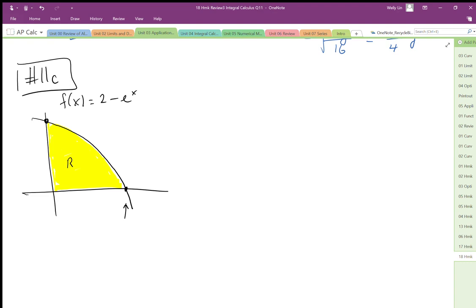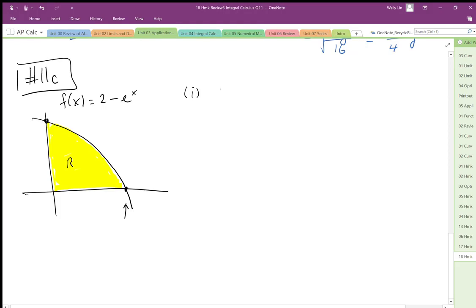Question 11C from the 18 homework reviewed 3 for integral calculus, and this is under the volume section. So 11C says we have an area R bounded by the x-axis, y-axis, and f of x equals 2 minus e to the x. So that curve is 2 minus e to the x. And part 1 says find where the graph intersects the x-axis.